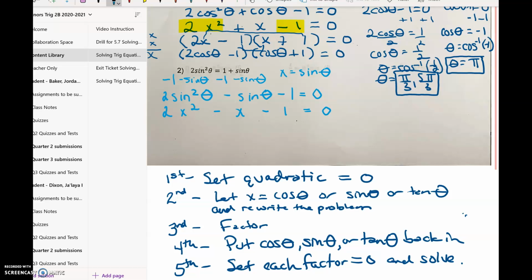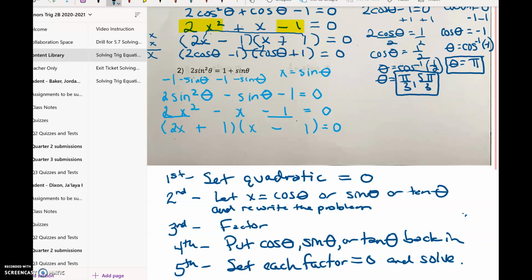Now, my third step is to factor. And I know the only way to get 2x squared is 2x and x. And the only way to get 1 is 1 and 1. But notice it's a negative 1, which means I need one of my signs to be positive and one of my signs to be negative. Like we did on the first example, I just always start by trying plus and then minus. And then I check it.